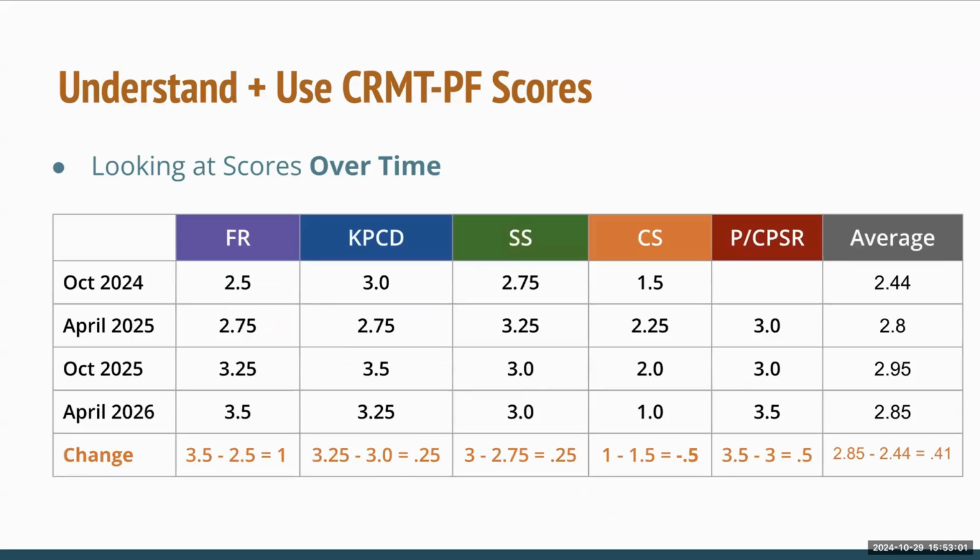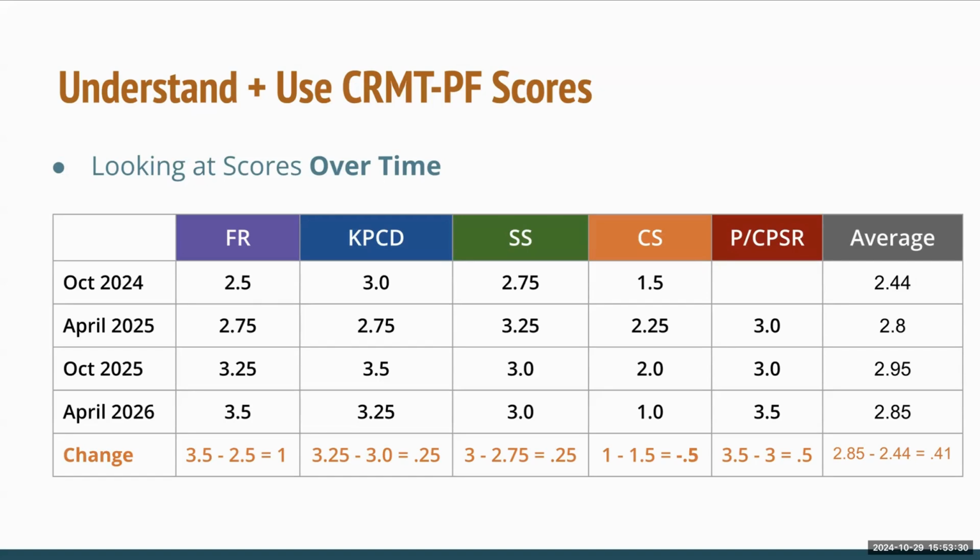How you look at data over time is looking to see how scores have changed. If this was the second time the family was taking the CRMT, you'd subtract the first score from the second score. On the third time, you'd subtract the first score from the third score, whichever is newest. In this example, we are subtracting the first score from their 4th score from April 2026.